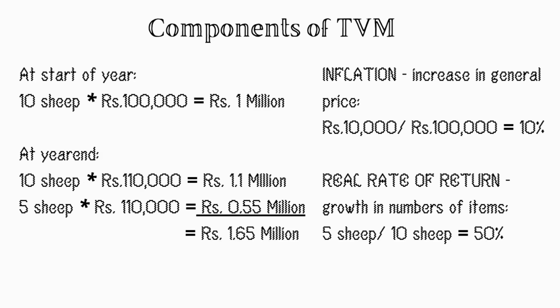So in simple words, at the start of year one, our total wealth was rupees 1 million, but at the end of year one, our total wealth grows to rupees 1.65 million. This rupees 1.65 million has two main components. One is inflation, and that is rupees 10,000 by rupees 100,000, which is equal to 10% inflation. And the other is real growth, and that is 50% real rate of growth.